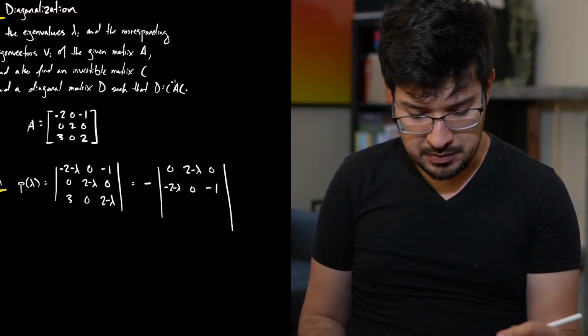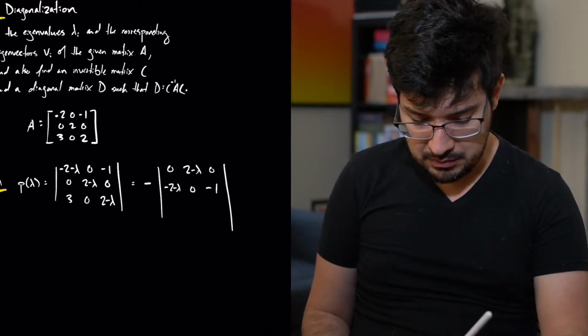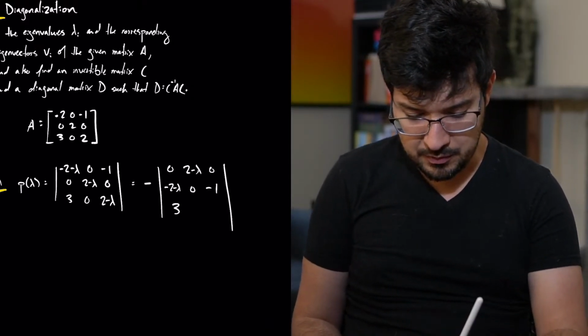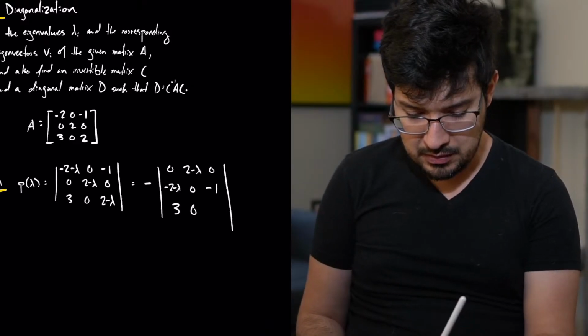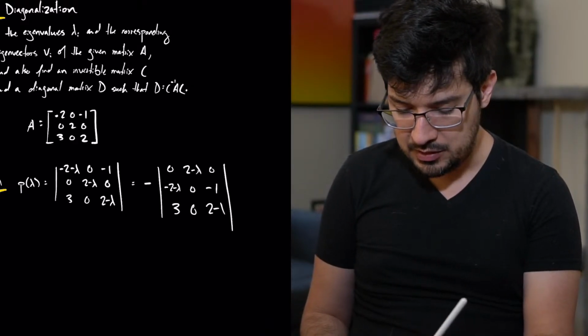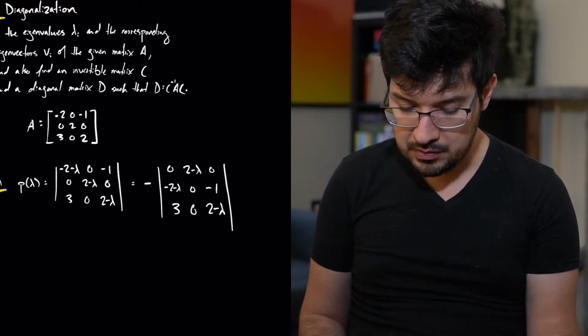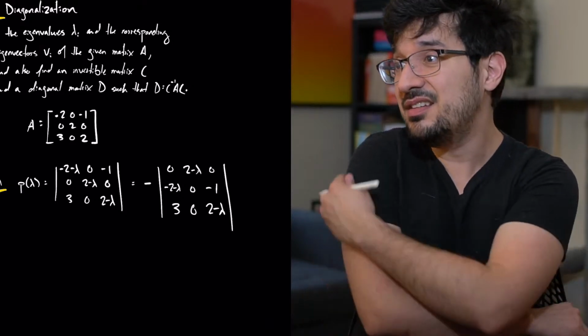So, yeah, nobody says that you have to do it exactly the same way, or that you're not allowed to do row operations while there's lambdas in the matrix.